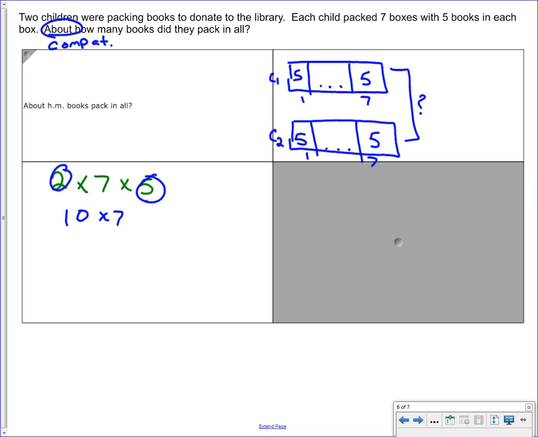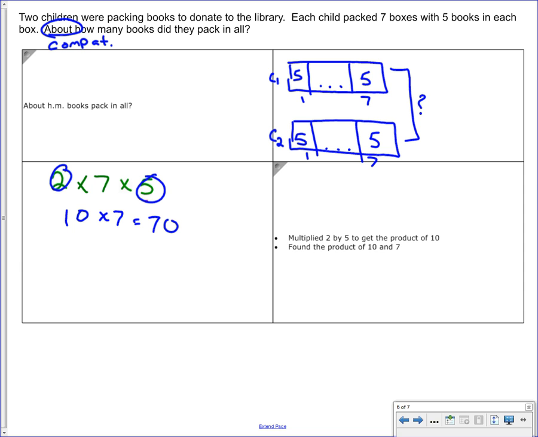So remember, compatible numbers are the numbers that are close to the actual numbers in the problem and will work together. So in this case, I'm using 2 and 5, and that gives me 10. And then I'm going to multiply that times 7, and I get 70. And that's exactly how I solved it. I multiplied 2 times 5 to get a product of 10, and found the product of 10 and 7.